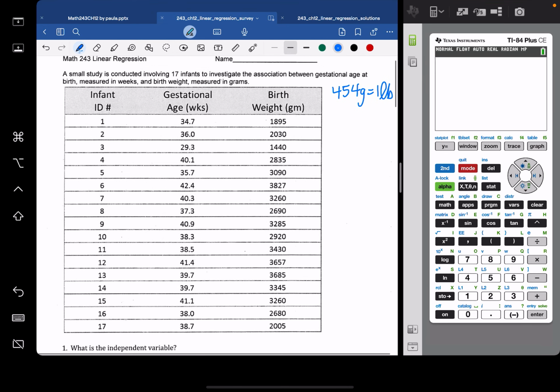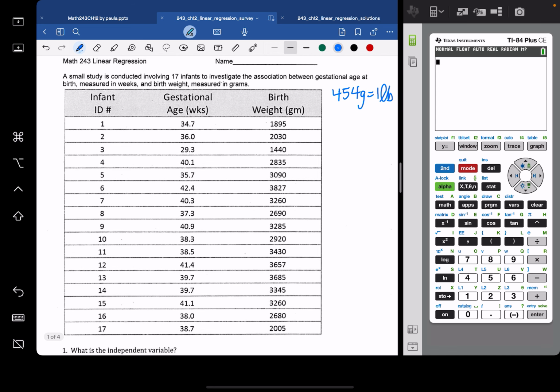So on our Chapter 12 activity, I have provided you with data for 17 infants, and the first column is just the infant ID, so that's not so interesting. The second column provides the gestational age in weeks, and anecdotally, pregnancy generally lasts 9 months, so 9 times 4 weeks is 36. And a month isn't exactly 4 weeks, so this goes a little longer than that.